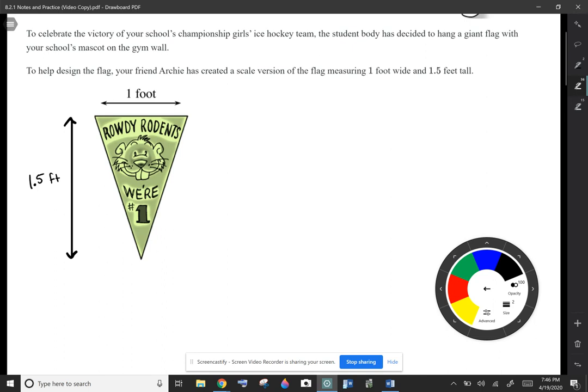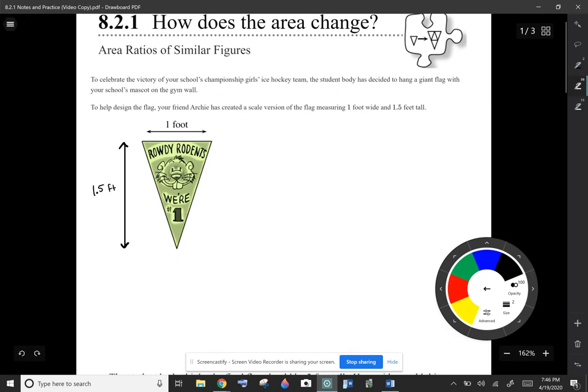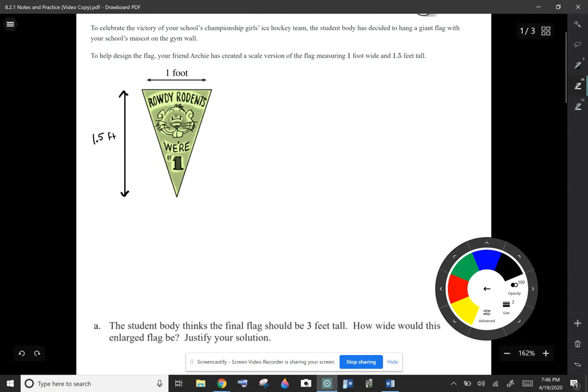But like it says, to help design the flag, your friend Archie has created a scale version of the flag measuring 1 foot wide and 1.5 feet tall. So that's this green flag right here. And so this is just a scale version, meaning that when we make the real or final version, it might be a different size, but the shape is going to be the same.